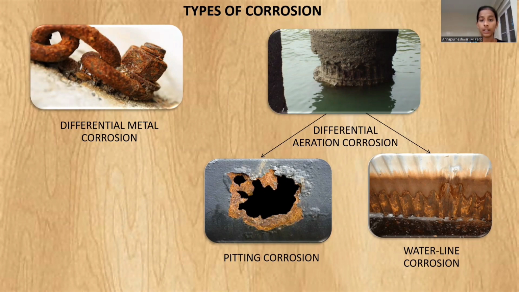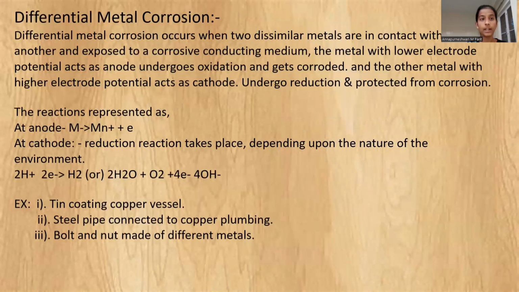So these are the different types of corrosion. First one is differential metal corrosion, and the second one is differential aeration corrosion. Differential aeration corrosion has two different types, which are pitting corrosion and waterline corrosion. So let us go through this corrosion deeply.